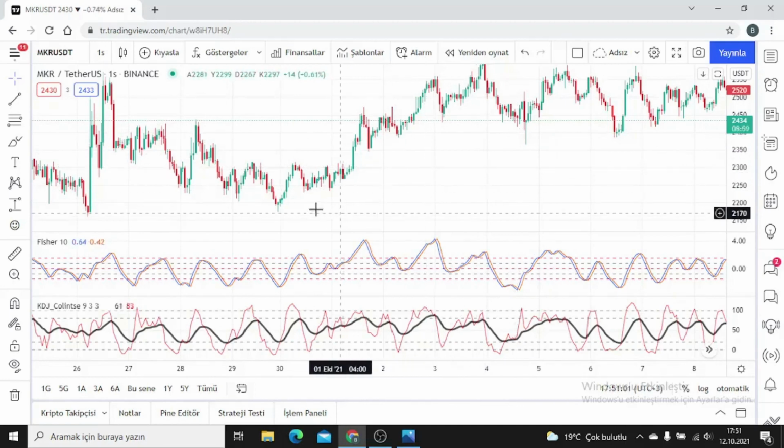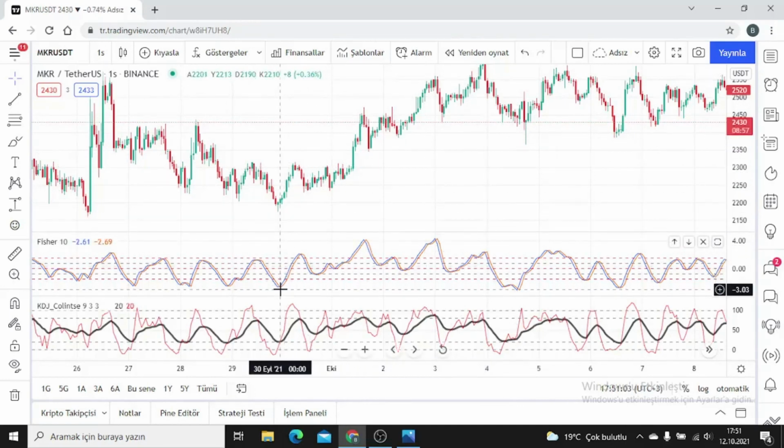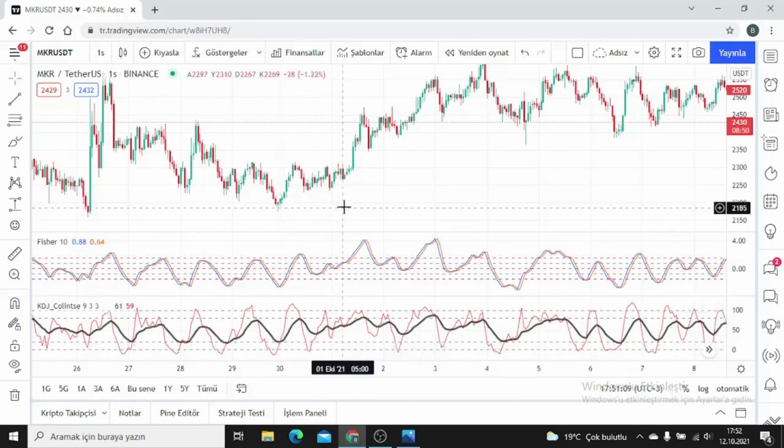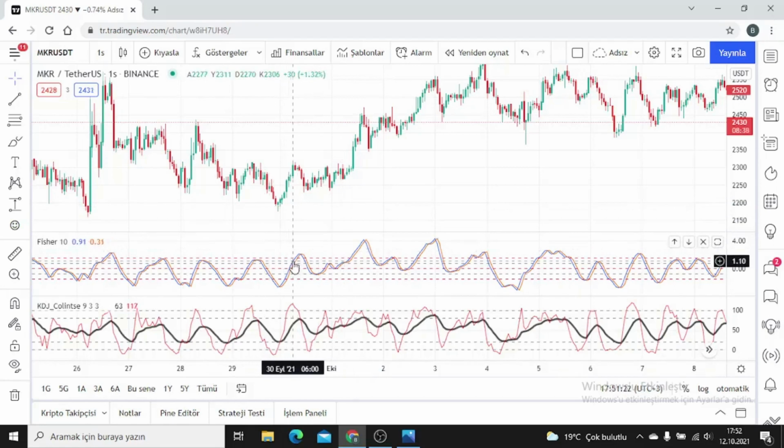Now, when the two intersect at the same time, as you can see here, they create a buy condition for us. So where do we exit the transaction? Now there are two conditions for us to sell it. The first condition is that you can see the lines in Fisher right now. When these lines touch the top line, that is, the blue line, you can exit the process. As you can see here.